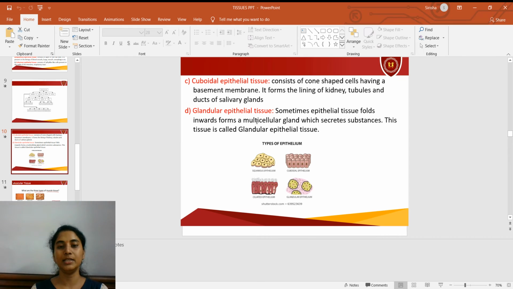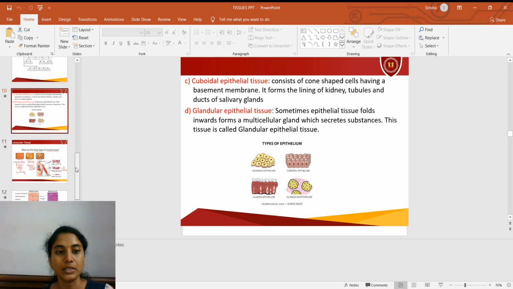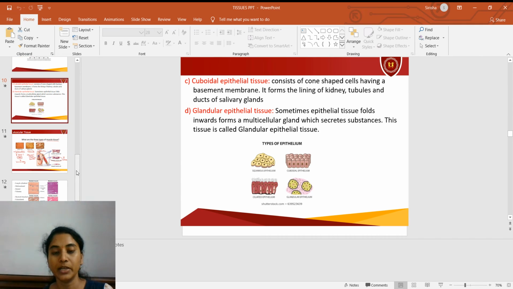And in the same way, this glandular epithelial tissue also secretes some substances. So that is why it is called glandular epithelial tissue. They fold inwards and form multicellular glands like this. And this is ciliated epithelium, ciliated columnar epithelium, which is present in the tracts of the respiratory tract as well as the intestine.